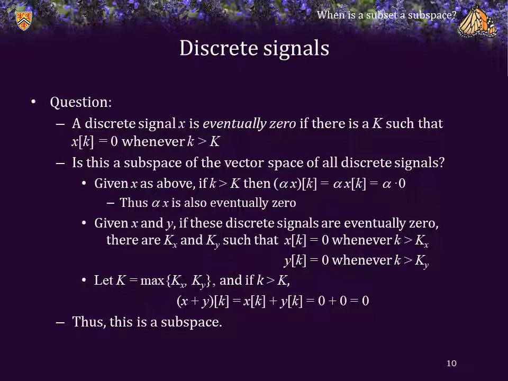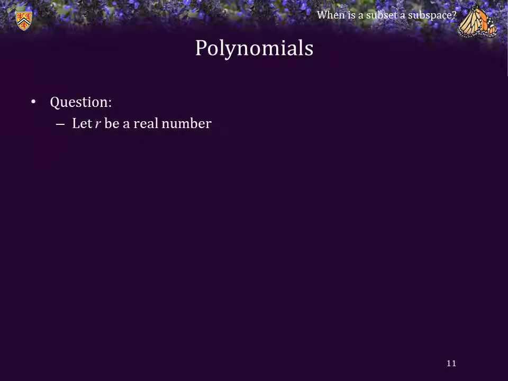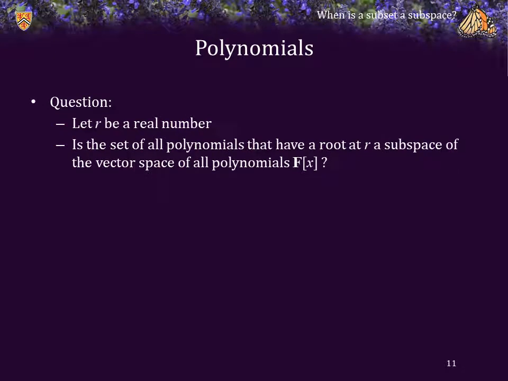Thus, the subset of all discrete signals that are eventually 0 is indeed a subspace of the vector space of all discrete signals. Here's another quandary. Let R be any real number. So question, is the set of all polynomials that have a root specifically at R a subspace of the vector space of all polynomials in X with coefficients in the field capital F? Doesn't matter if capital F are the reals or the complex numbers in this case.